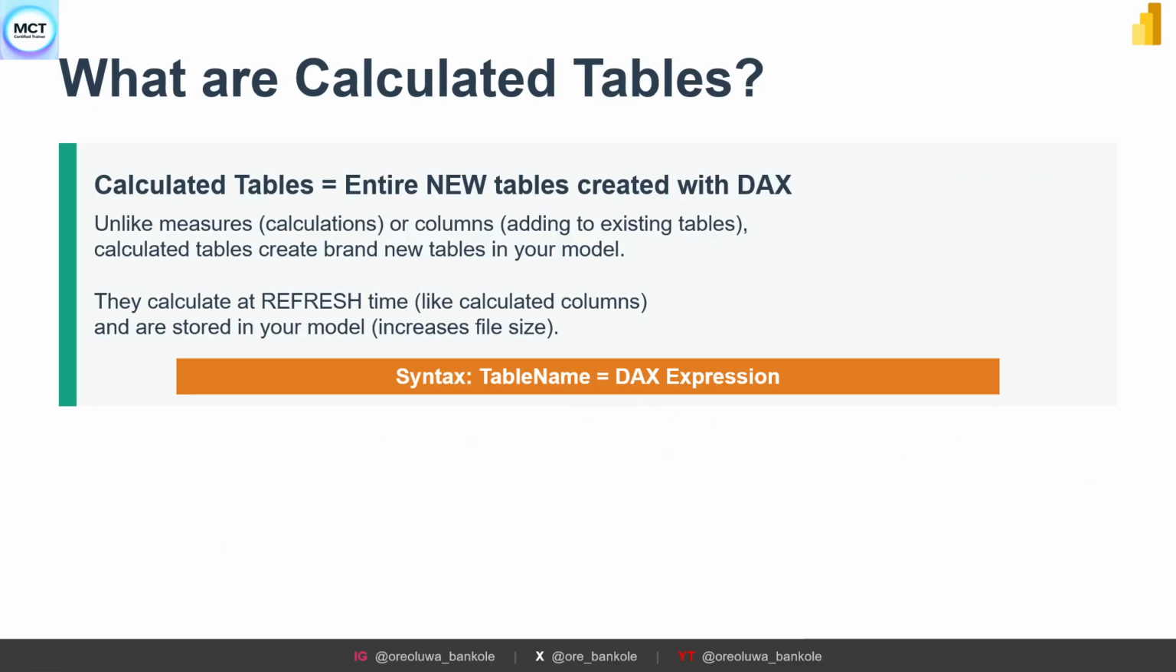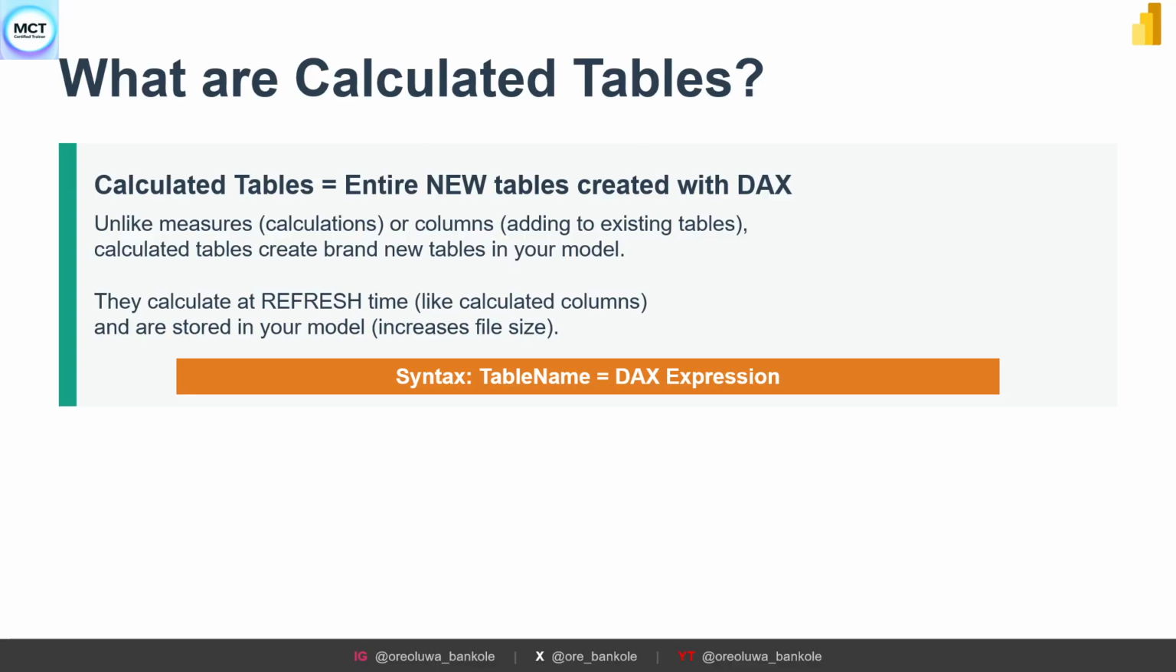Now let's talk about calculated tables. So what are calculated tables? I told you this stuff is divided into three. We talked about measures, which is filter context. We talked about calculated columns, which is row context, row-by-row calculation. Good. Now let's talk about calculated tables.